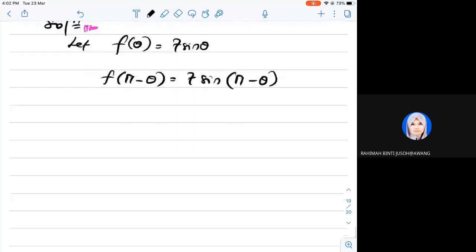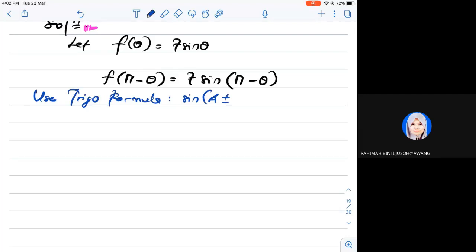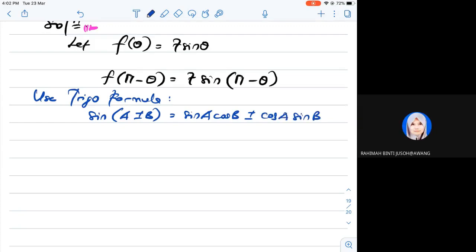So how do we prove this? We need to use the trigonometry formula. Ingat tak you all belajar sekolah menengah ke matrik? Saya tak ingat dah. Trigonometry formula, sin A plus minus B sama dengan sin A cos B plus minus cos A sin B. You kena guna formula ni.